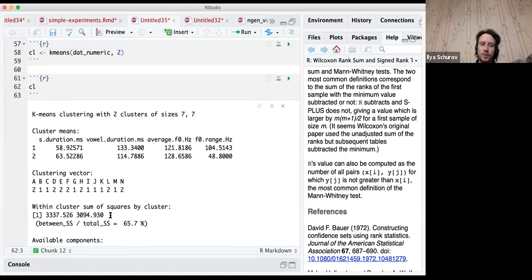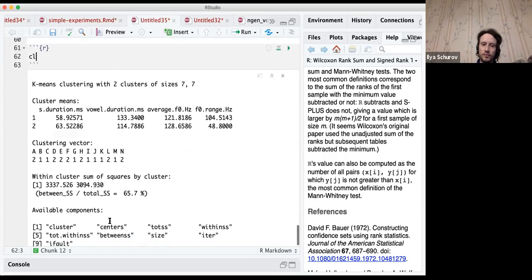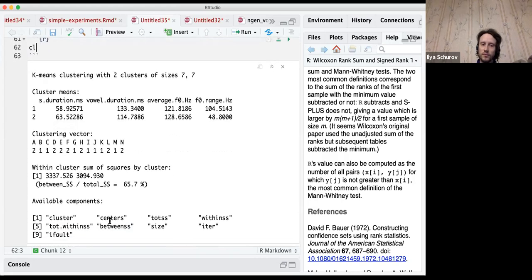Here is the result of my clustering. So it gives information which observation is assigned to which cluster. So I have 2 clusters, 1 and 2. And it also gives information about the corresponding centroids. So these are centroids of my clusters.